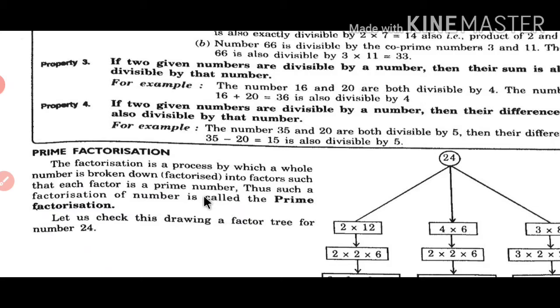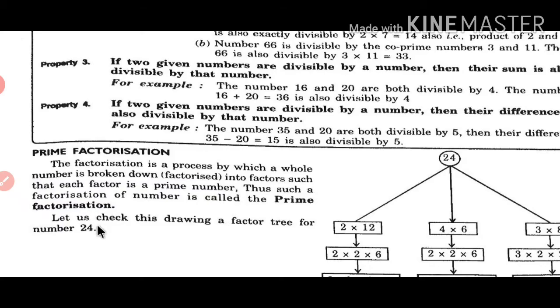We have to break a number, a whole number, meaning a complete number like 0, 1, 2, 3, into smaller numbers such that each factor is a prime number. The numbers we get after breaking will be prime numbers only. A prime number means a number having only one factor besides itself. Such a factorization of a number is called prime factorization.